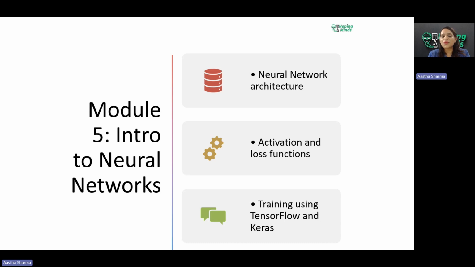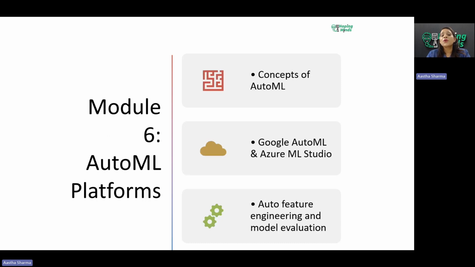Let's move to our module number 6, which is all about how you are going to use AutoML, which is machine learning that makes machine learning more accessible by automating model creation.